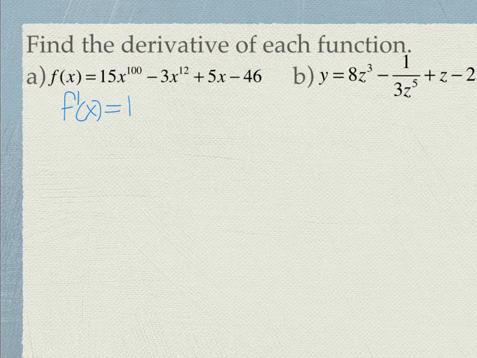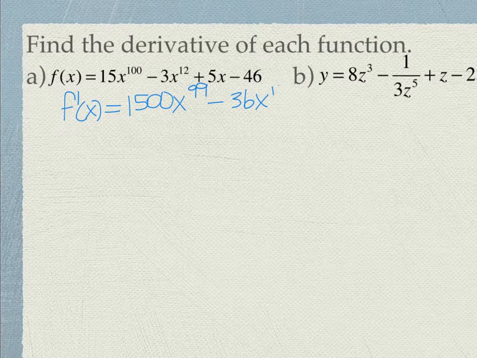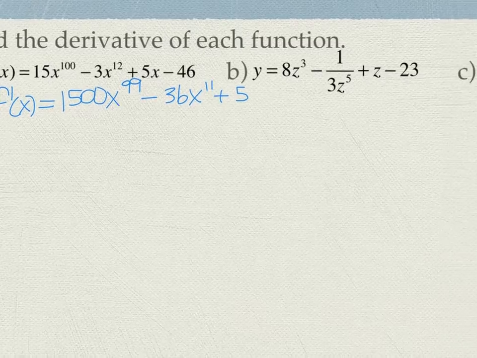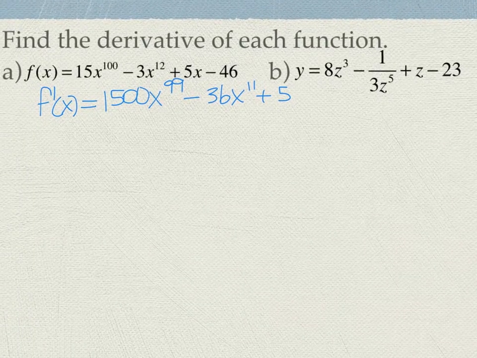1500. They multiply. The new power will be 99. Okay, now 3x to the power of 12, what will be the coefficient? 36, and it'll be x to the power of 11. Plus, there's only one thing left, plus 5. Okay, and that's it. Pretty easy. And then what about the 40? What if it's a negative 40?